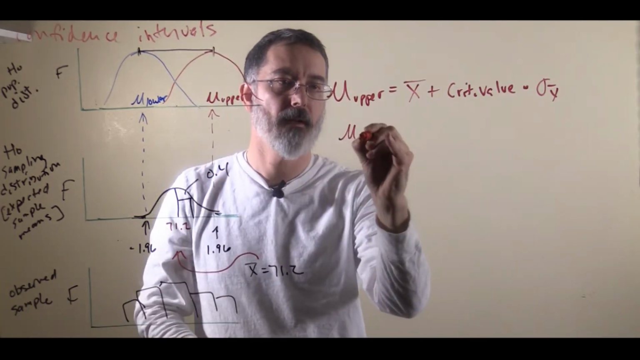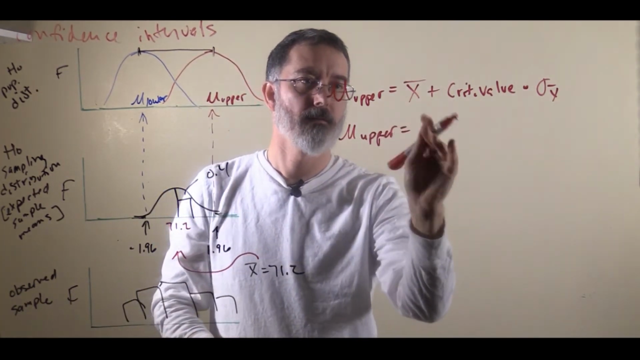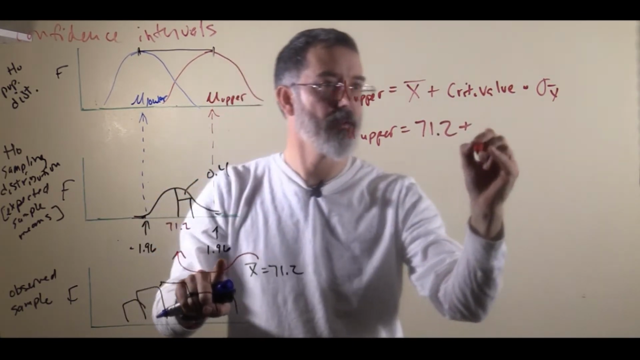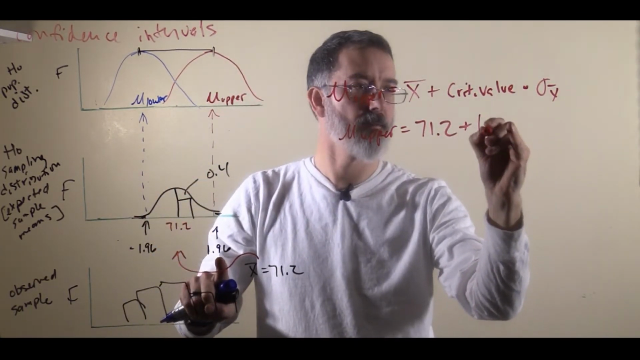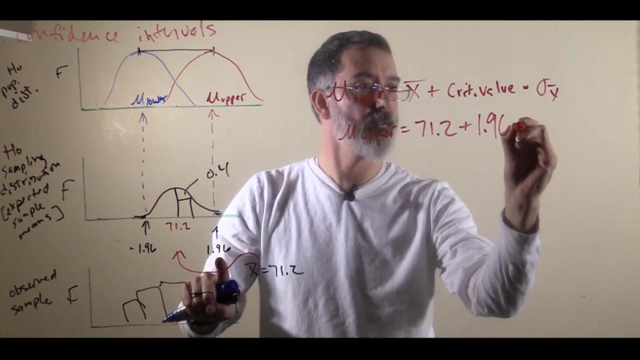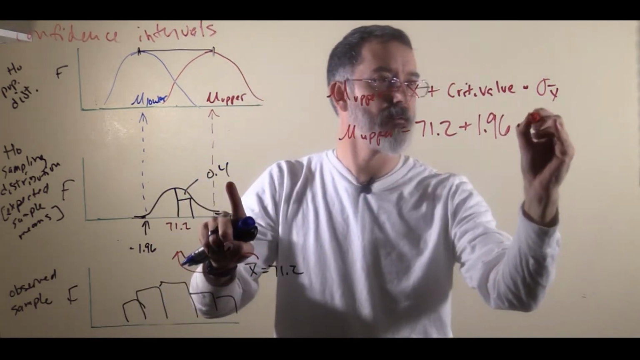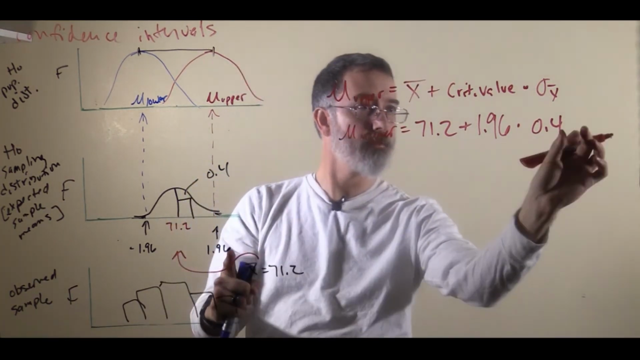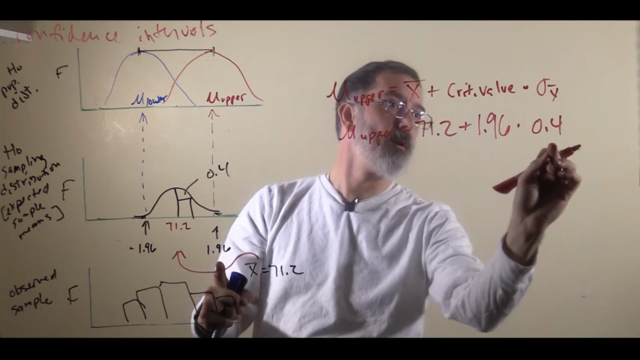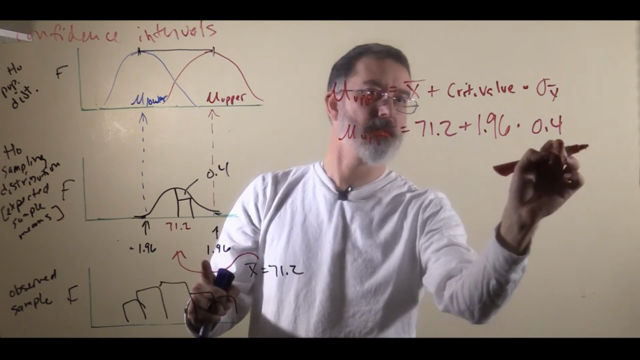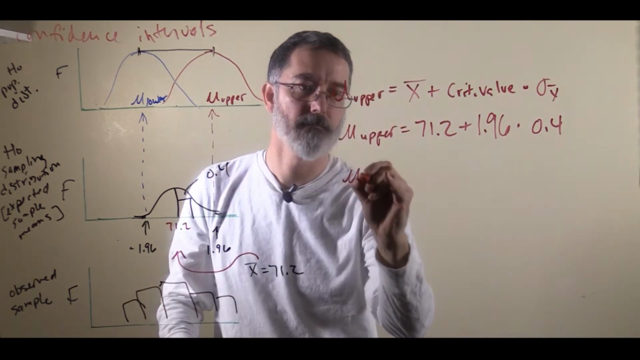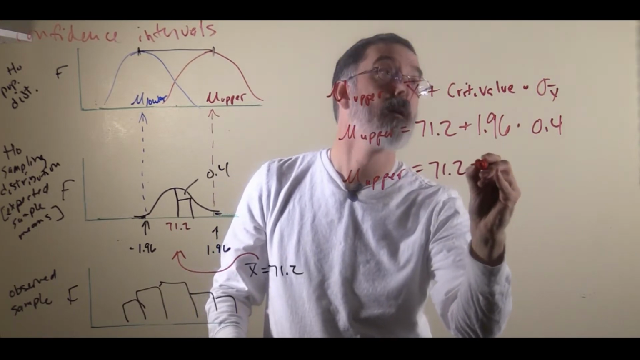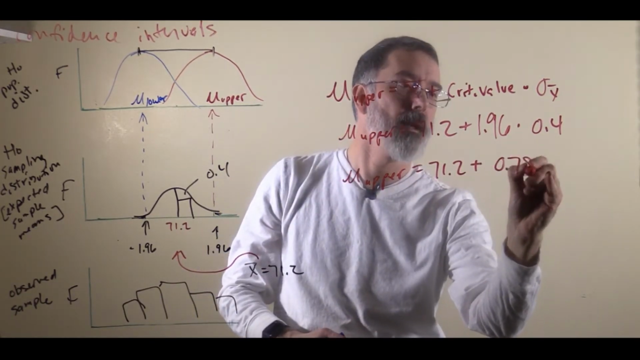Okay, so we'll plug in our values. The sample mean is 71.2. The critical value of interest, the one up high here, is 1.96. So that's how many standard deviations we need to go over. Each standard deviation is 0.4. So we need to go over almost 2 standard deviations, which will be almost 0.8. It's actually 0.784.